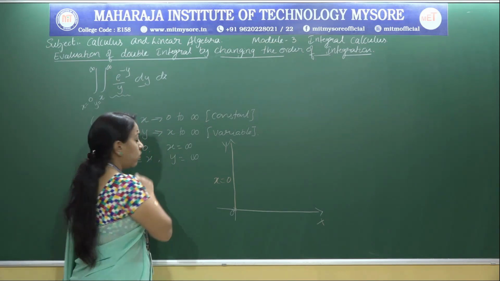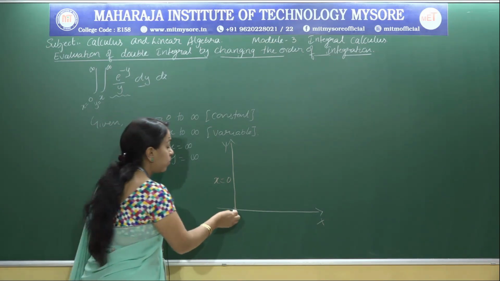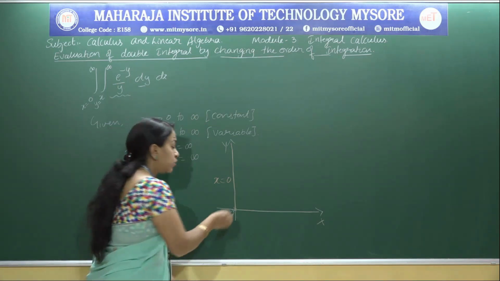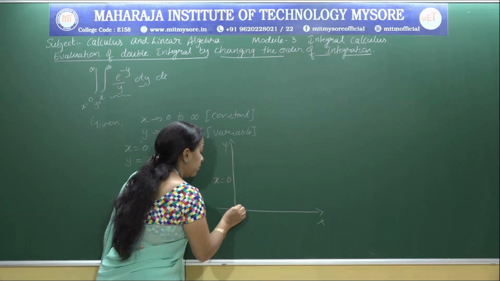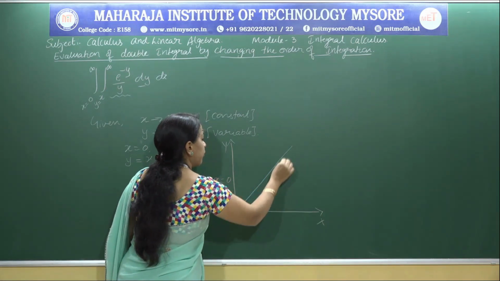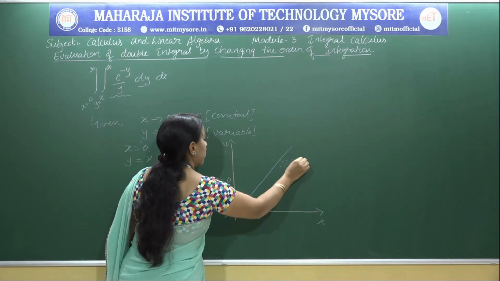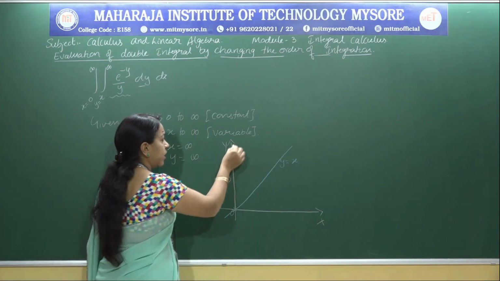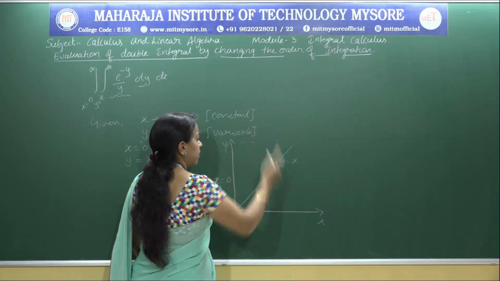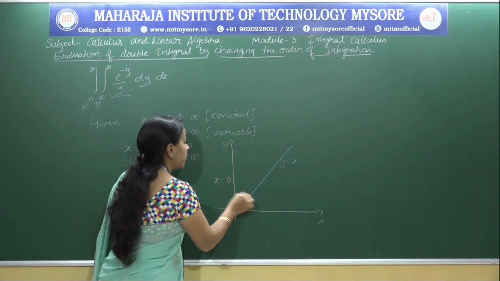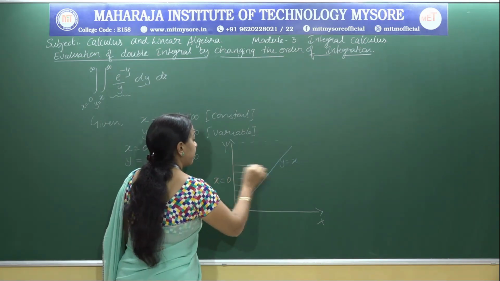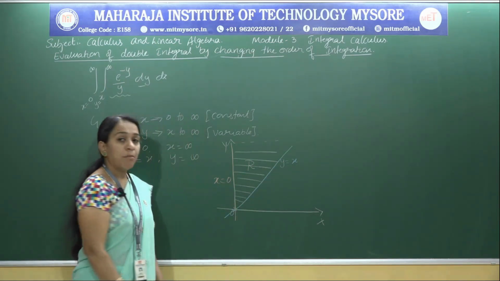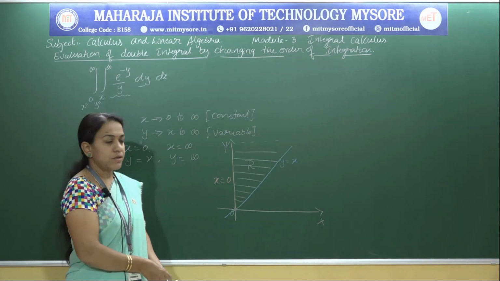Then y equal to x. Y equal to x is the equation of a straight line passing through the origin. We know that this is our line y equal to x. So, y equal to infinity we will get somewhere there. So, this is our bounded region. This is the region bounded by the given curves.